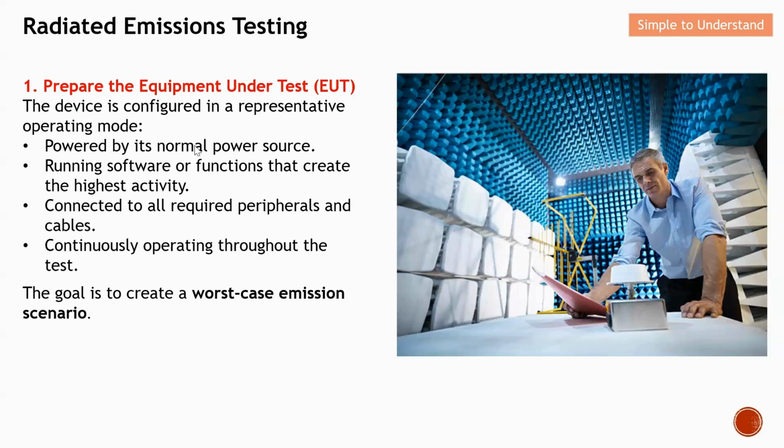Next, you need to run software or functions that create the highest activity. In short, you can imagine that your DUT will function at its maximum possible capability. If you still recall, some years ago Volkswagen tested their car not under the highest activity. This became a big issue, because without the highest activity, the emission will be lower as compared to the highest activity. Therefore, we need to run all possible software or functions that can create the highest activity.